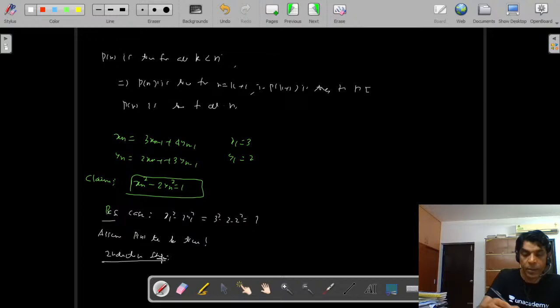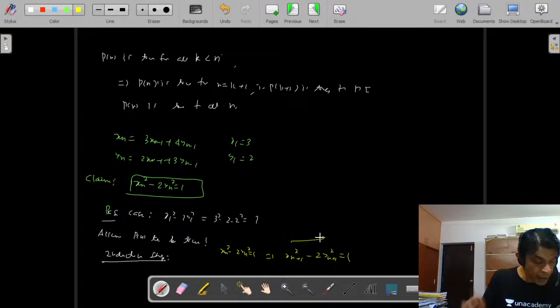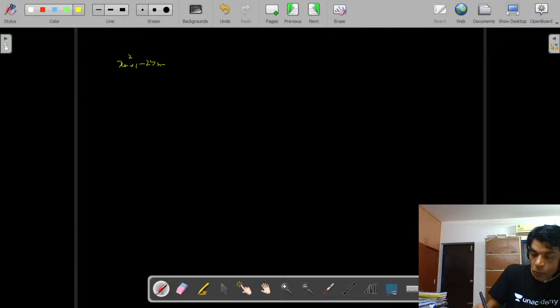Inductive step means that you know xn squared minus 2yn squared equals 1. Use this to prove that xn plus 1 whole squared minus 2 yn plus 1 whole squared equals 1. This is your goal, and we can do this. So next page, I will write like this. It is xn plus 1 whole squared minus 2 times yn plus 1 whole squared. Now remember your recurrence.